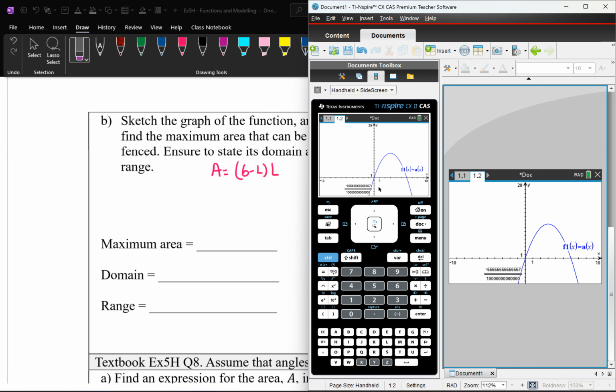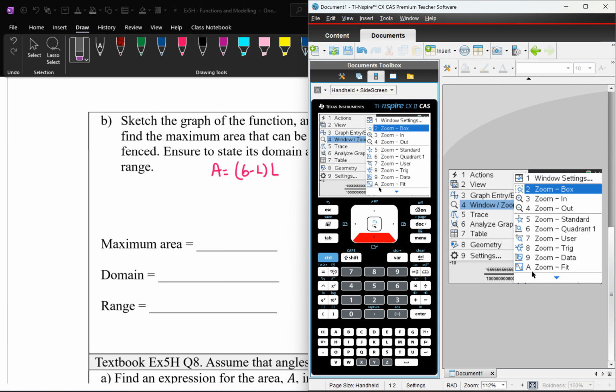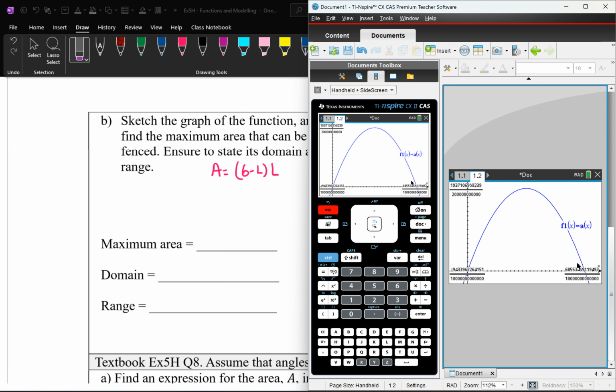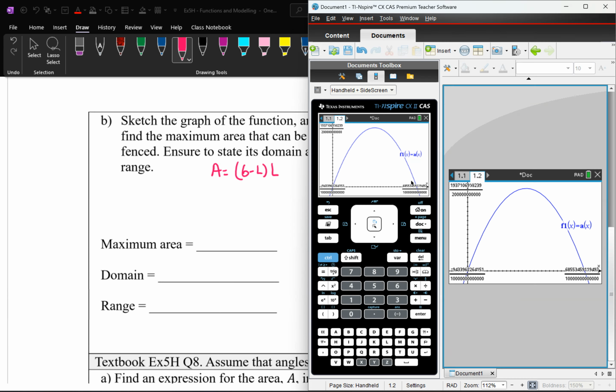Now, if you want it clearer, you can use zoom box. Menu 4, 2, zoom box, and you select the corners. So I select left corner, select right corner, and it's a better graph. Okay? Now remember, you're not sketching the entire graph. Remember, the area cannot be negative and length cannot be negative, so you should only have the top half. So it should look something like this. Question is, where are your x-intercepts? How do you figure it out?